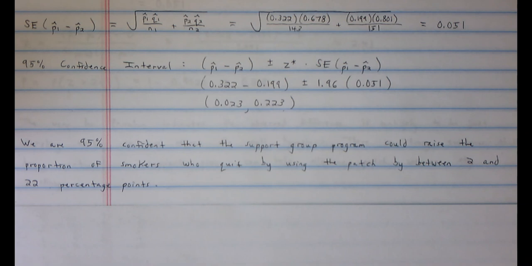We can interpret our confidence interval as follows. We are 95% confident that the support group program could raise the proportion of smokers who quit by using the patch by between 2 and 22 percentage points. So next time we'll look at a hypothesis test for comparing two proportions.